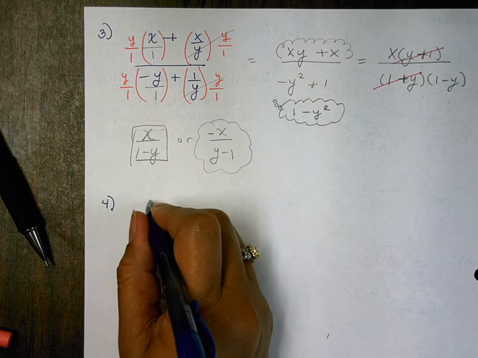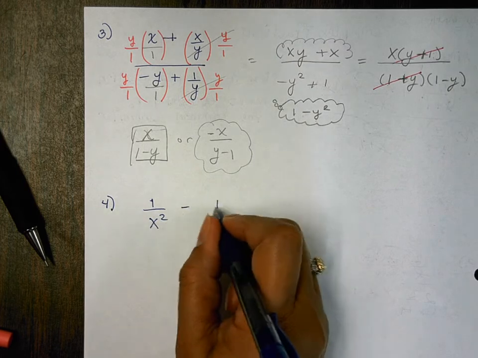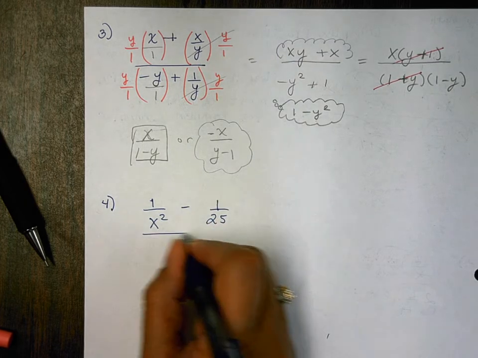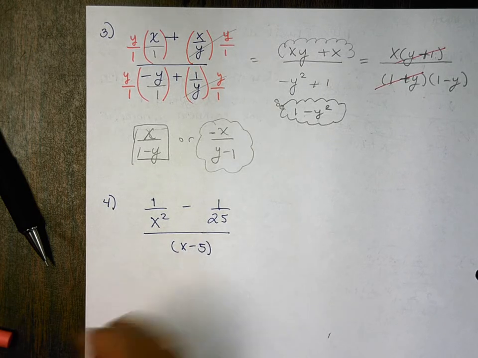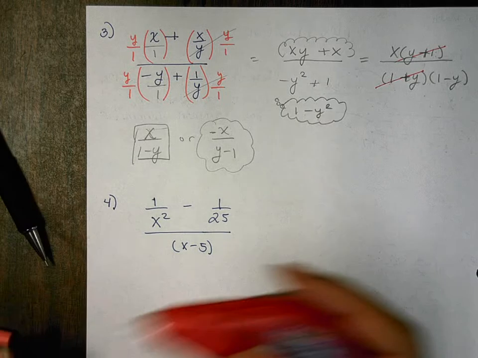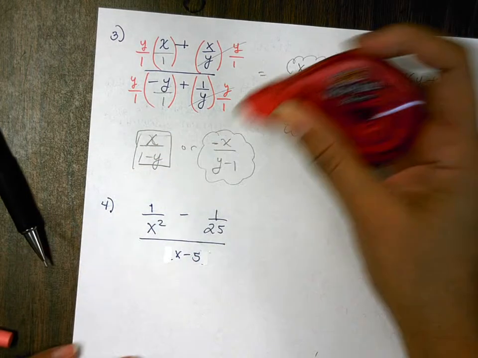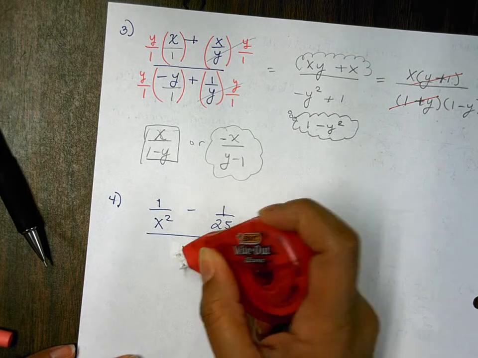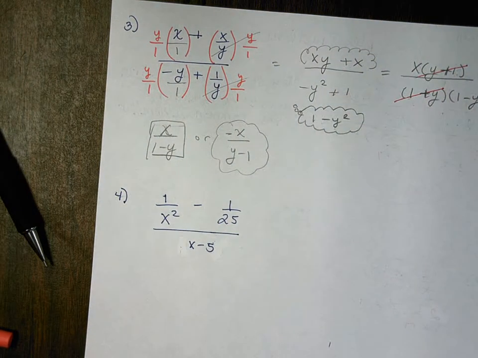All right, number 4. 1 over x squared minus 1 over 25 all over x minus 5. Now, I put parentheses there. Technically, they weren't supposed to be there. It's okay if you leave them. If you're writing in pen, it's not a big deal. I'm going to put them back in pencil in a little bit. I just want to show you what it's going to look like on your assignment.